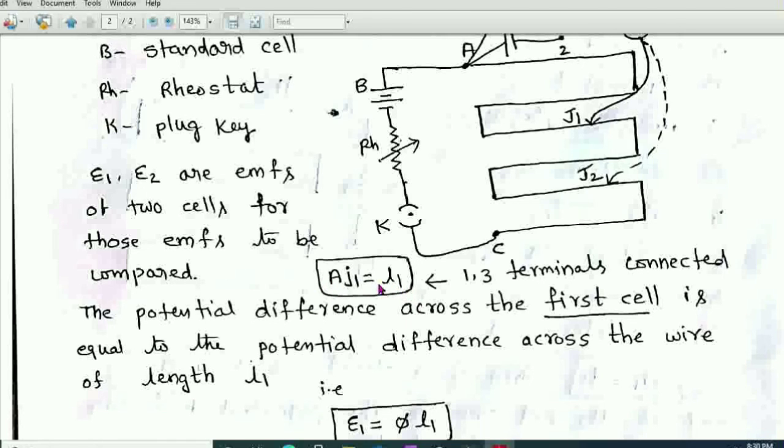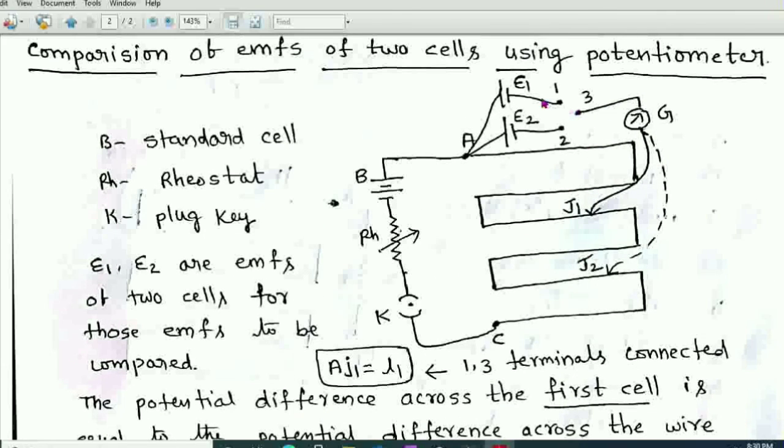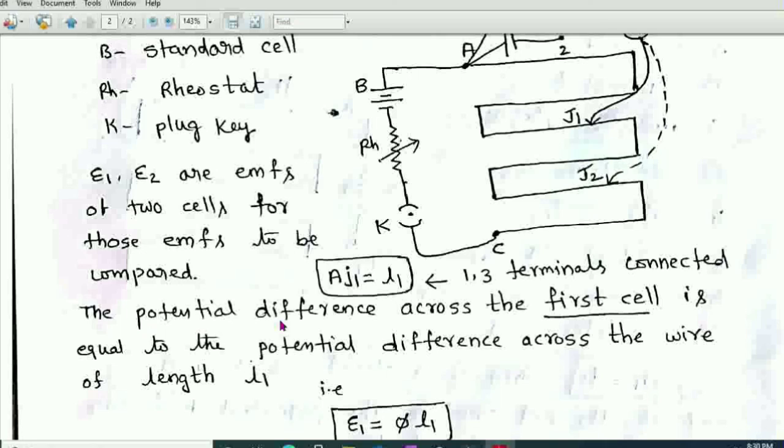AJ1, the length is L1. So what does AJ1 equal to L1 mean? It means that when the 1, 3 terminals are connected, that is, when the first cell is connected in the circuit, the potential difference across the first cell is equal to the potential difference across the wire of length L1.